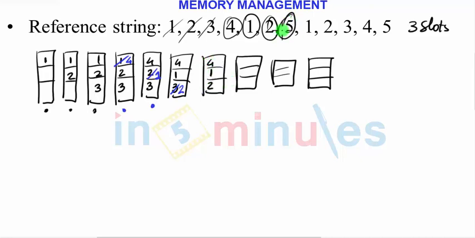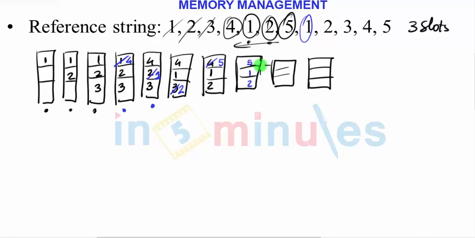Going in is 5. Out of 4 1 2, if we look back, 1 was referred, 2 was just referred, and 4 was not referred for a long time, so that can be treated as the least used. So we can replace that. 4 will be replaced by 5. So we have 5 1 2.